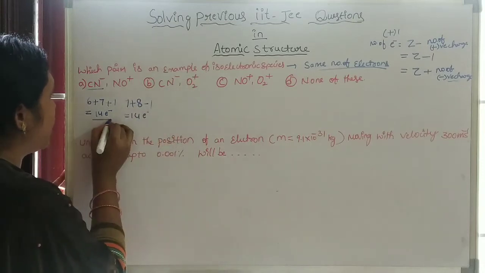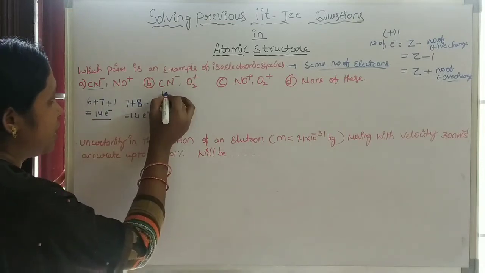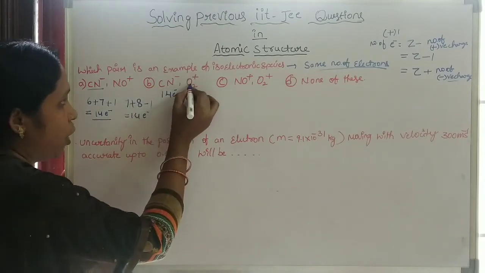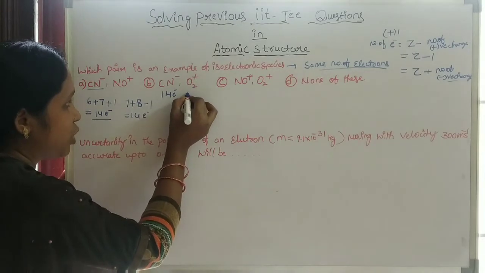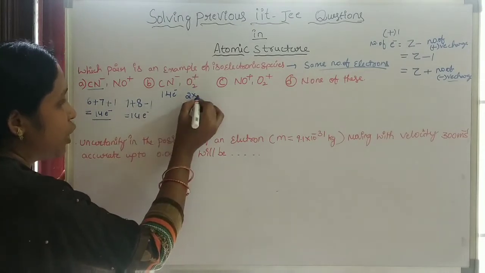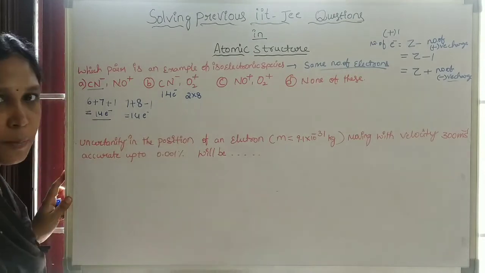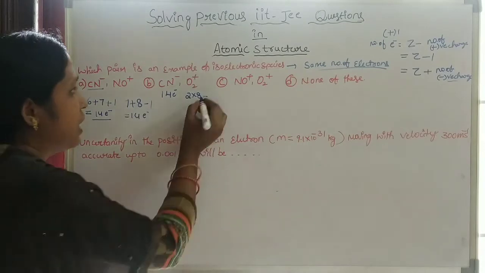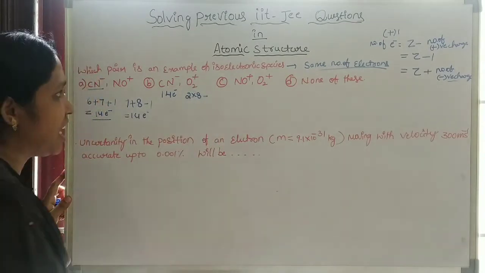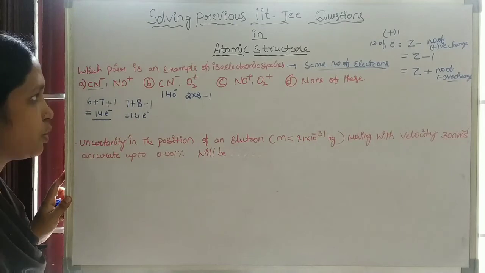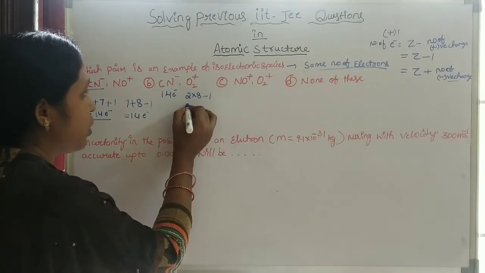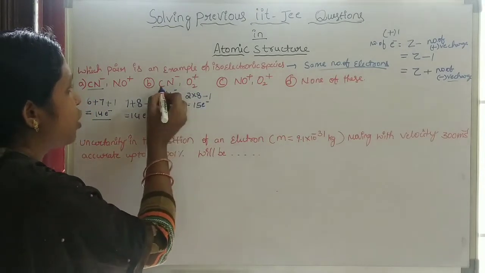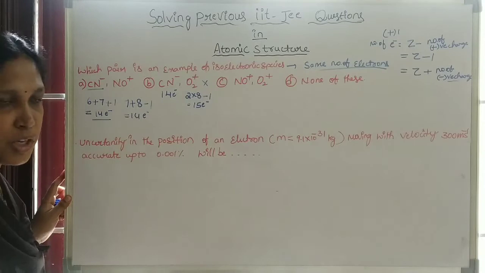See here, CN minus we already calculated in the first option. CN minus has 14 electrons. Calculate O2 plus. 2 oxygen atoms are there. Each oxygen has atomic number 8. So 2 oxygen have atomic number 16. And here it carries positive charge, so subtract the positive charge. How much does it have? 1 unit positive charge. So 16 minus 1, 15 electrons. So both the ions are not isoelectronic species.